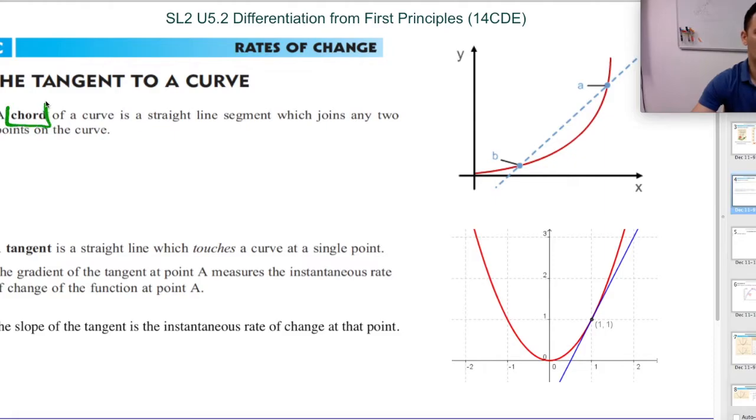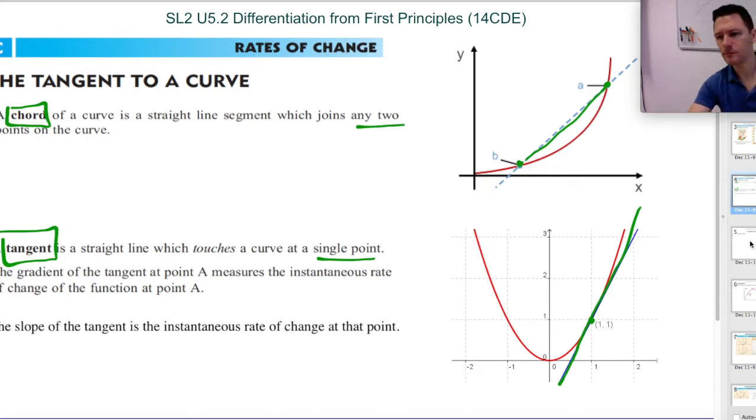A chord on a curve goes from a point to another point and goes through the body, joining the curve. A tangent line hits only once and just swoops in, kisses the parabola, and leaves. Story of my life. So tangent, chord, there you go, write those down. Single point, 2 points. All right.